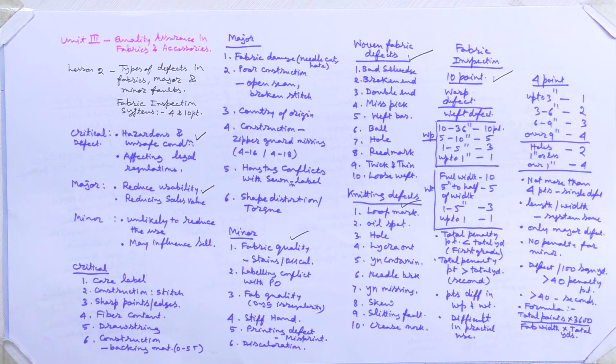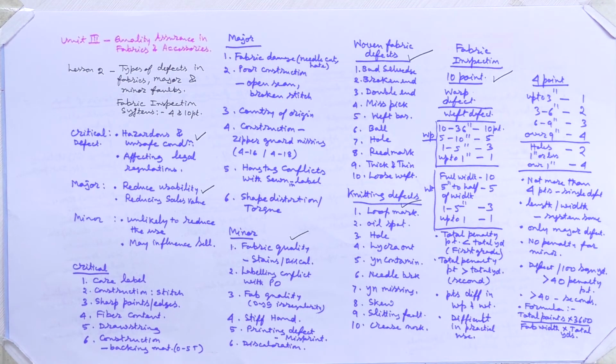So in Unit 3, quality assurance in fabric and accessories, in Lesson 2, we have seen different types of defects. We have seen the major and minor faults, how they are classified, what the important features of the critical defect are, what the important features of the major and minor defects are, and what categories of defects come under those areas. Then we have seen the different woven fabric and knitted fabric defects, and the areas of concern in woven and knitted fabric. In the last part of this lesson, we have seen the fabric inspection procedure.